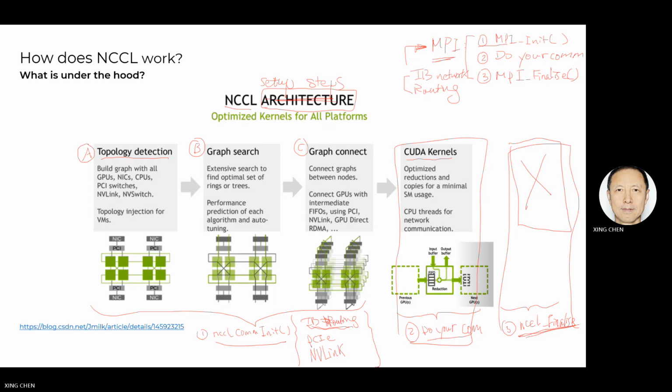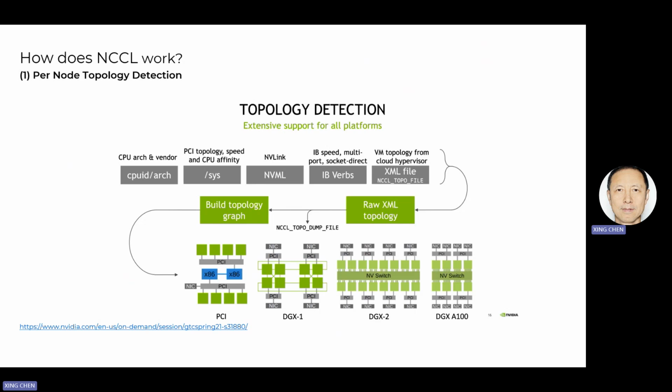Okay. The first, the topology. The topology here doesn't mean the global network topology. It means per node topology. Now, here the first thing that the NCCL library needs to deal with is the topology detection.